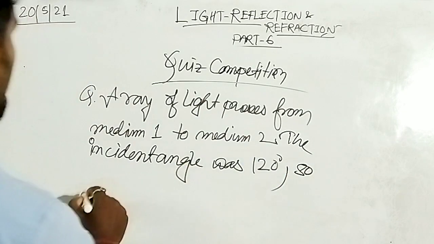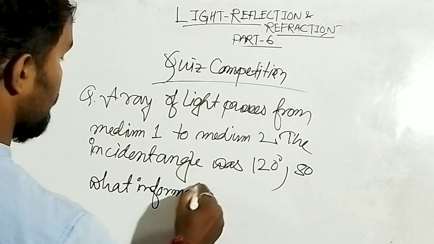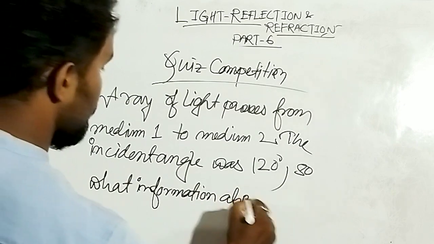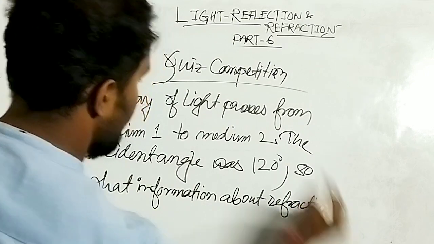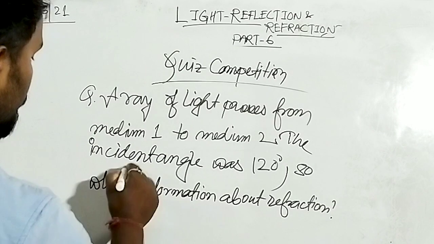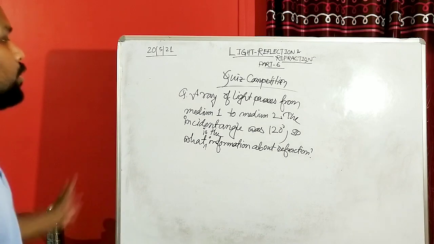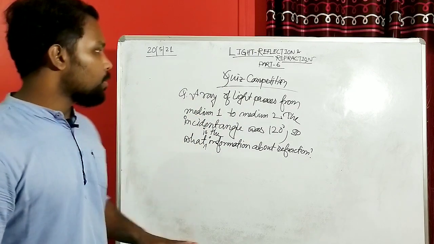So what information about refraction can we take? I am asking that if the incident angle i is 120 degrees, what information can we take about refraction? You can write what the information about refraction is. You have to give me the information about refraction if the incident angle is 120 degrees. So this is today's quiz competition question.